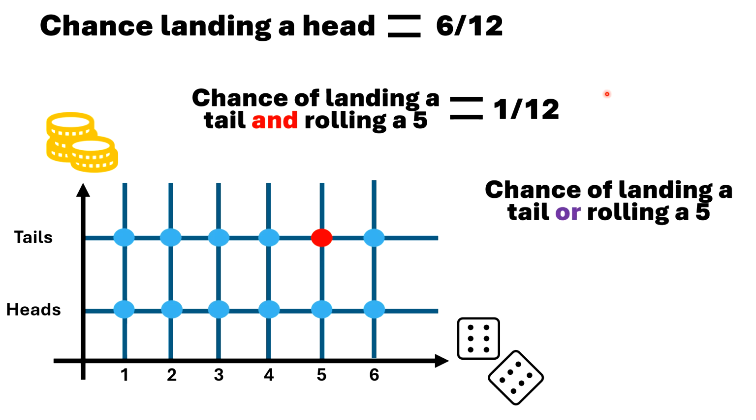And lastly, what is the chance of landing a tail or, not and, rolling a 5? Well, these are the chances. Landing a tail can be any of these, and rolling a 5 can only be these two. They go all together, and so it's 7 out of 12.